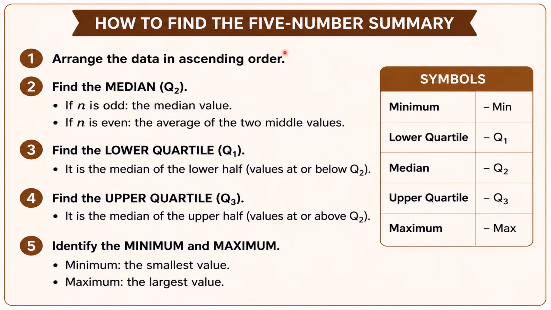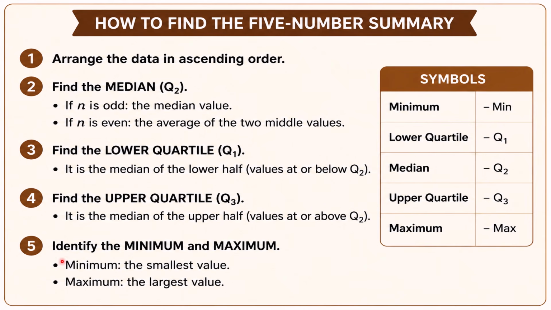How to find the 5-number summary? First, arrange the data in ascending order from smallest to largest. Second, find the median. If n is odd, the median is the middle value. If n is even, you need to average the two middle values. Third, find the lower quartile. The lower quartile is the median of the lower half, the values at or below quartile 2. Fourth, find the upper quartile or quartile 3. It is the median of the upper half, the values at or above quartile 2.